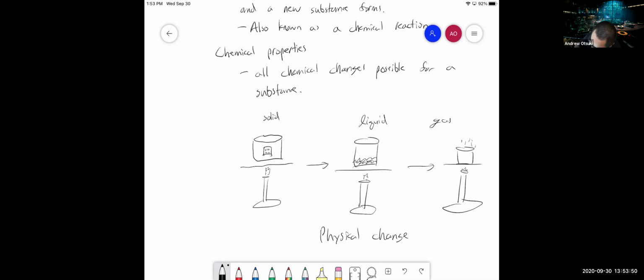So here this is solid H2O, liquid H2O, and then gas H2O, where the gas molecules will be floating about, going away from the flask and into the air. Okay.